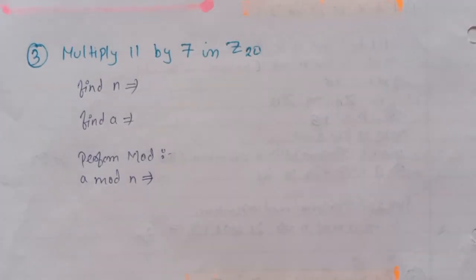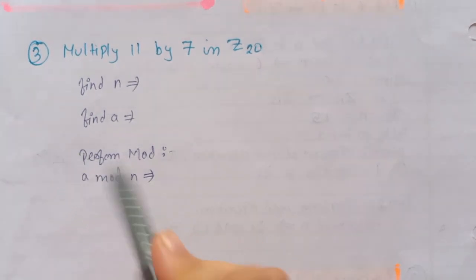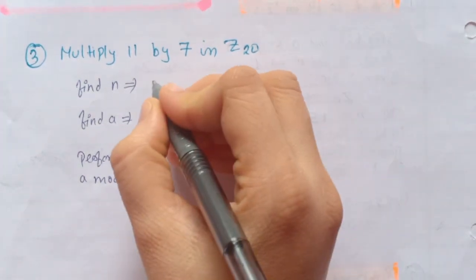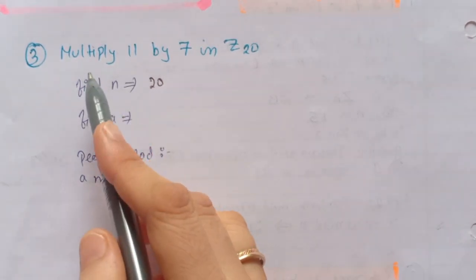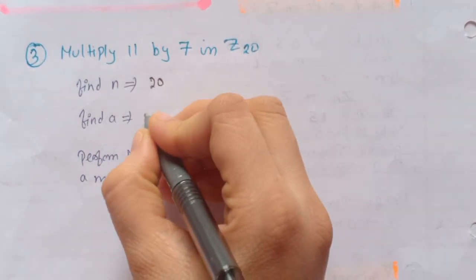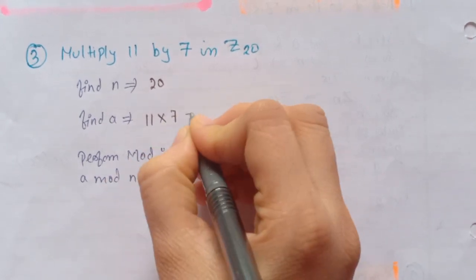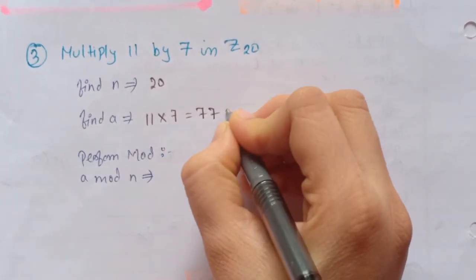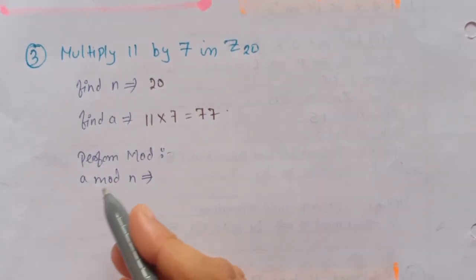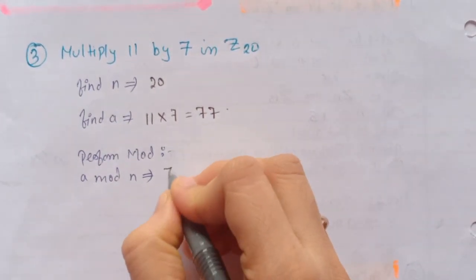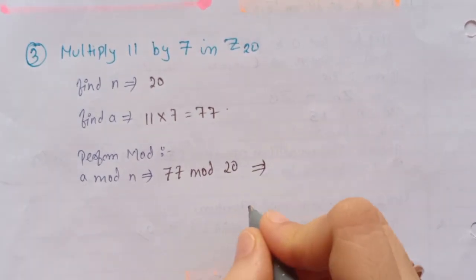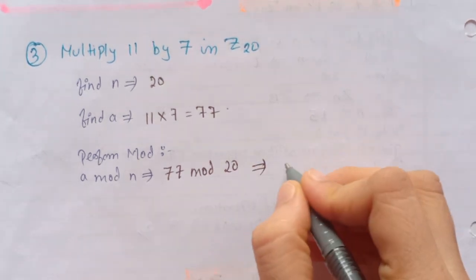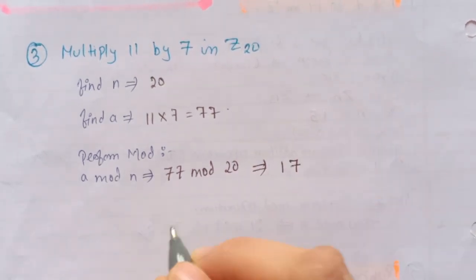Let's see the third sum: multiply 11 by 7 in Z20. Again we have to find n, so compare with Z20. So n we get as 20. Now find a. They have said multiply 11 by 7, so 11 times 7 is 77. So a is 77. Now we find a mod n, that is 77 mod 20. We can calculate normally the way we do, so we get the answer as 17.